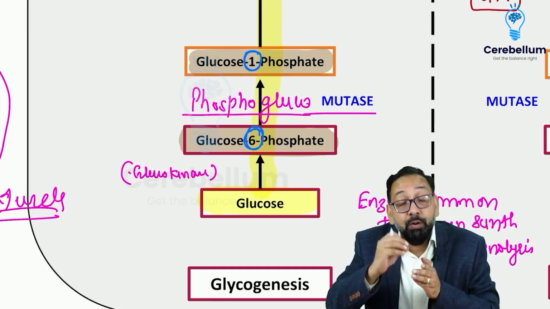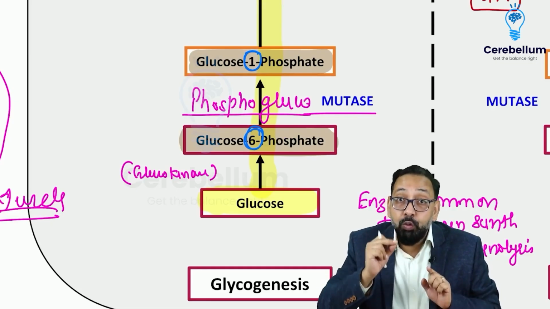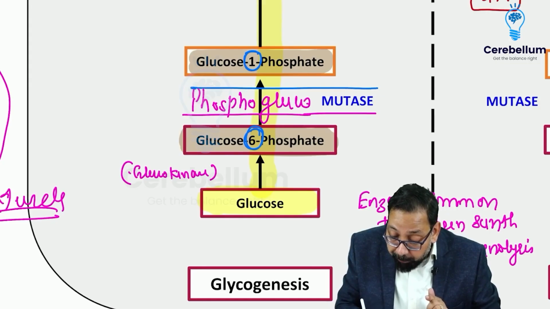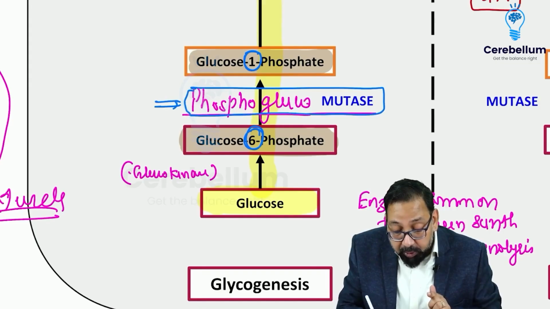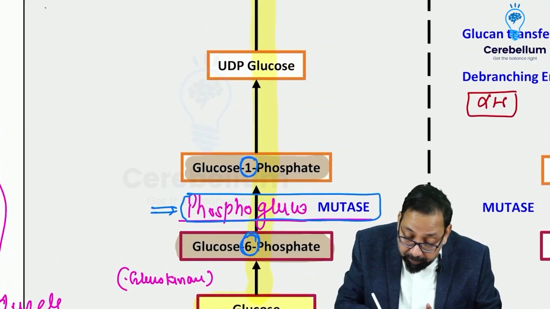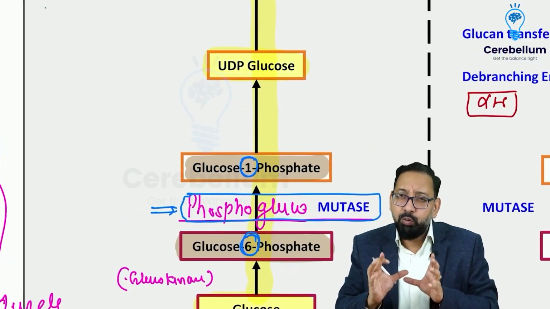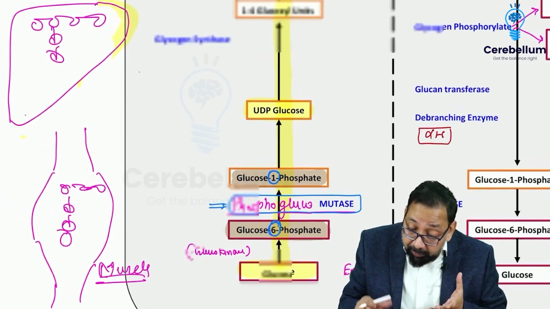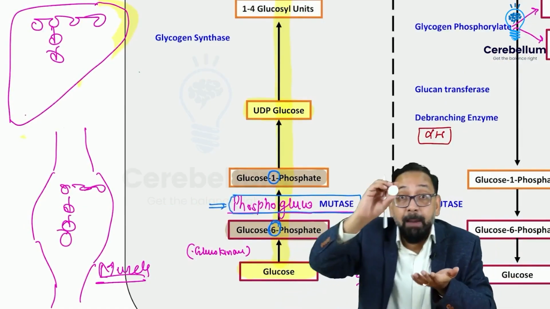So transfer of a group within a molecule is done by mutase. It is an isomerase. The enzyme name is mutase or phosphoglucomutase. Now glucose 1-phosphate is converted to UDP glucose. Whenever a carbohydrate wants to do new work, it attaches itself to UDP. Suppose my hand is UDP and this cap is glucose.